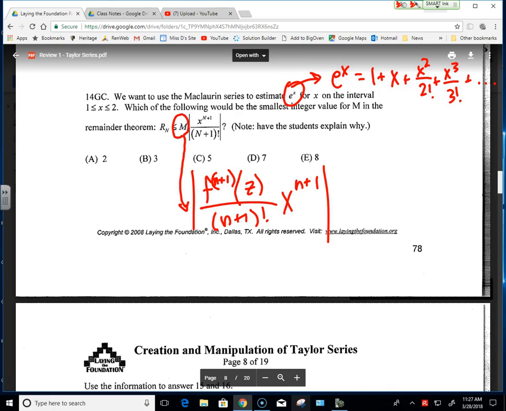Did you guys grade it, though? Is B the right answer? For m?